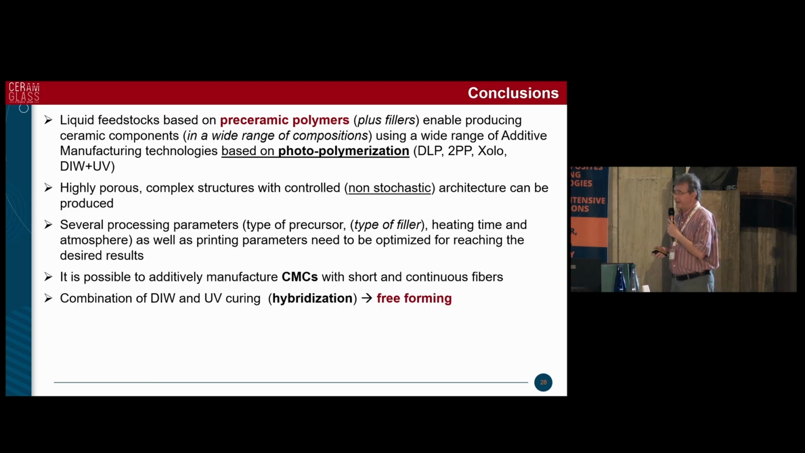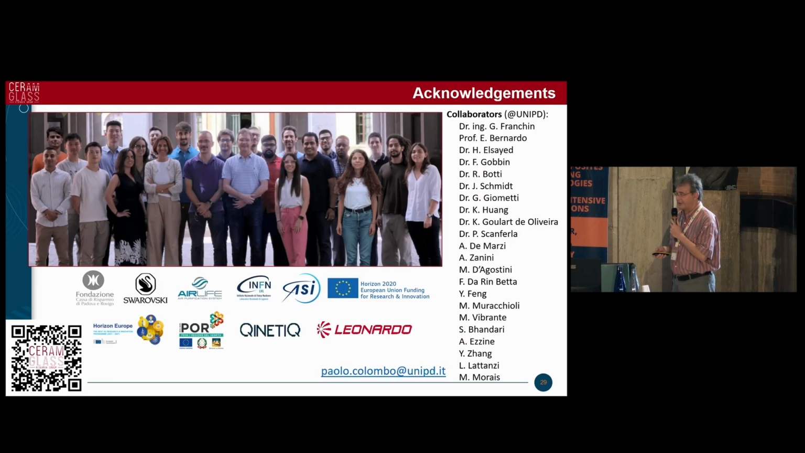So, in conclusion, you can use liquid feedstocks based on preceramic polymers, and I've shown you photopolymerization. We do DLP, we do two-photon polymerization, we do volumetric additive manufacturing, we do direct writing plus UV. We are also working on CMCs and the hybridization of different technologies in order to allow us to do free-forming. And this is the group and some of the sponsoring agencies. And thank you for your attention.